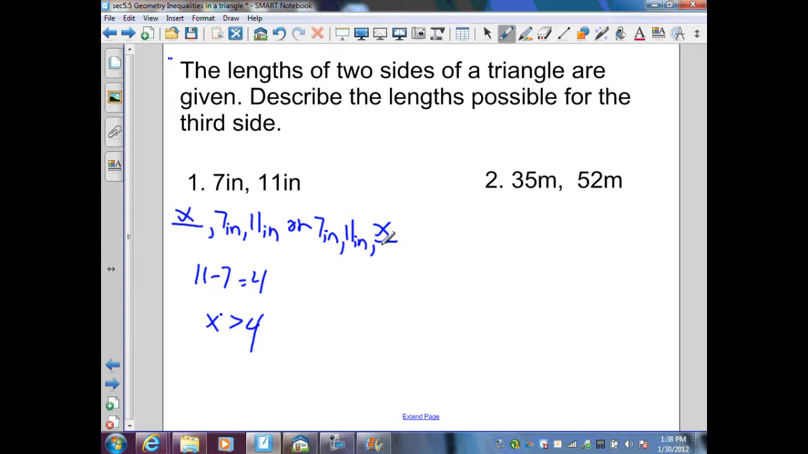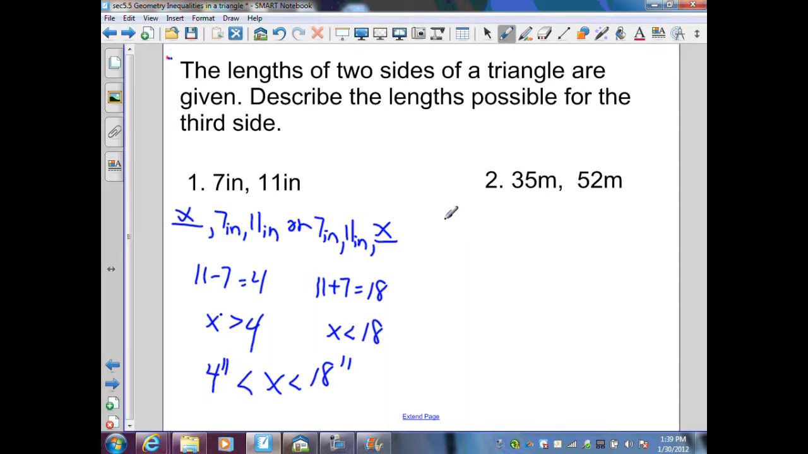To find the largest segment, I would just take these two segments and find their sum. 11 plus 7 is equal to 18. x must be less than 18. If it's equal to 18 or greater, 7 plus 11 is 18. That would equal 18, and therefore, by the triangle inequality theorem, the sum of any two sides must be greater than the third side. And if x is less than 18, that would work. Therefore, x must fall between 4 inches and 18 inches.